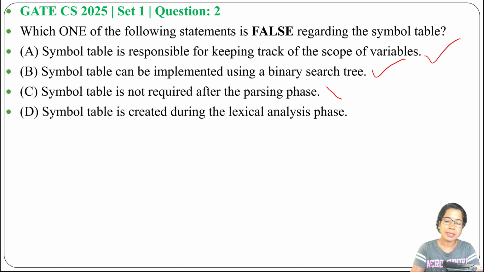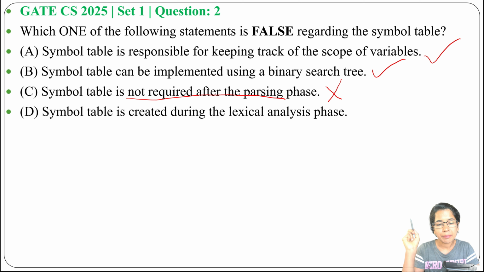This is false. Symbol table is used by all the phases. In initial phases, we store the information. In rest of the phases, we use the information. So, symbol table is required for all the phases. As it's written, not required after parsing phases. That's why it is false.